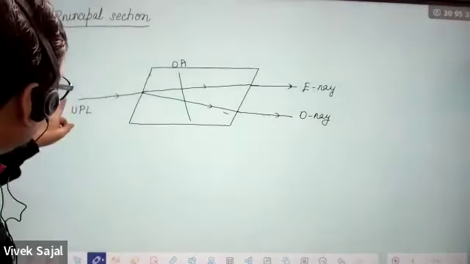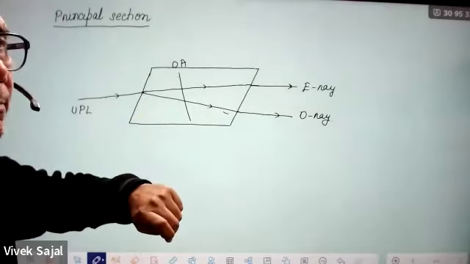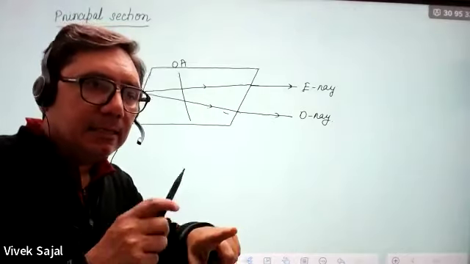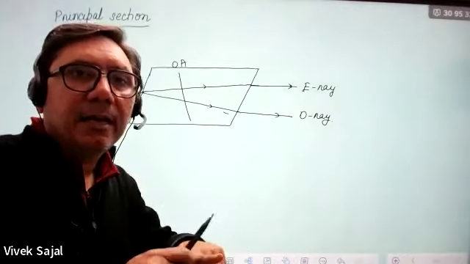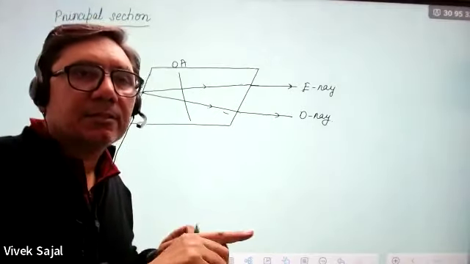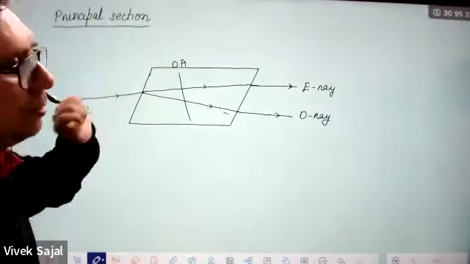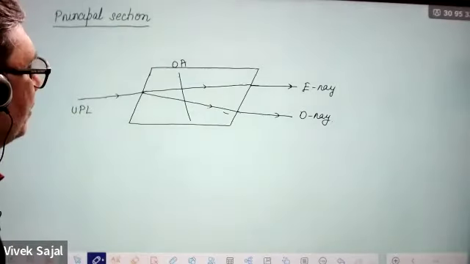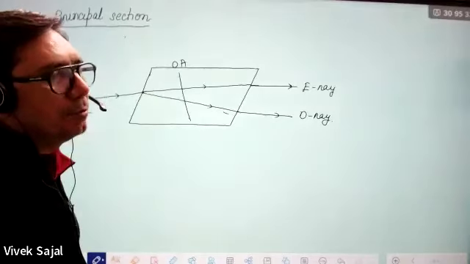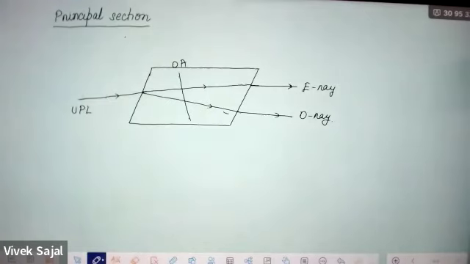So for one incident light, there will be one principal section which consists of the optic axis, the O ray and the E ray. This plane consists of the ordinary ray, the extraordinary ray, the incident light, and also the optic axis. This type of plane is known as the principal section.